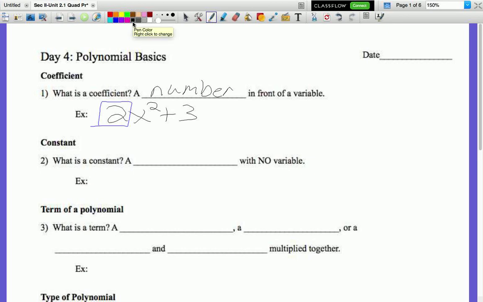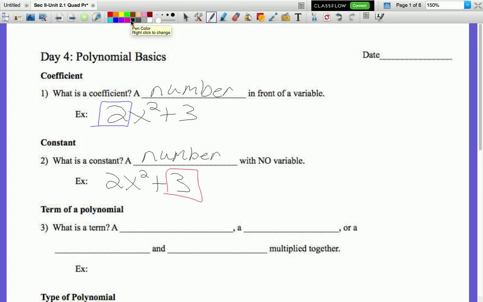The next thing we need to talk about is constants. What is a constant? A constant is a number with no variable. So using that same example, 2x squared plus 3, a constant is a number without a variable. So for this example, it'd be 3.